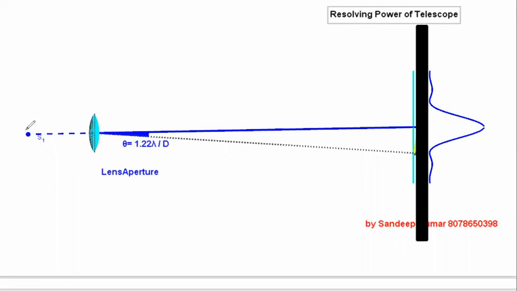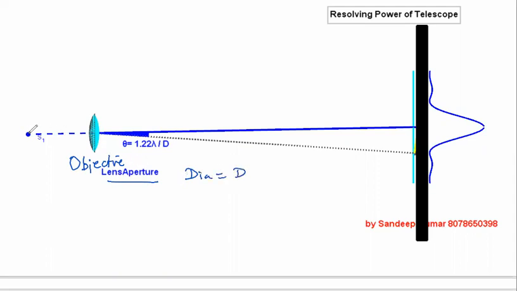We should understand here that a far away star is being seen through the telescope, and this lens represents the objective lens of the telescope. We have to find only the resolving power of the objective lens. Every lens is a circular window called aperture. So this is the lens aperture, whose diameter is equal to d.